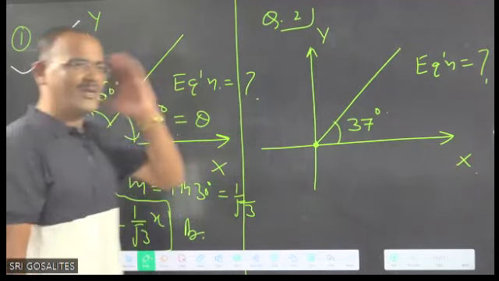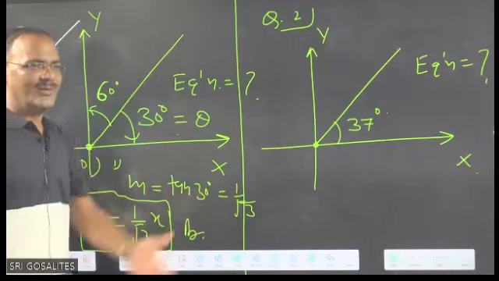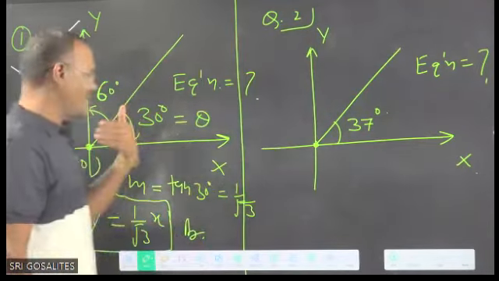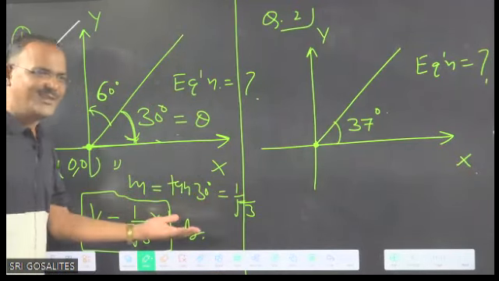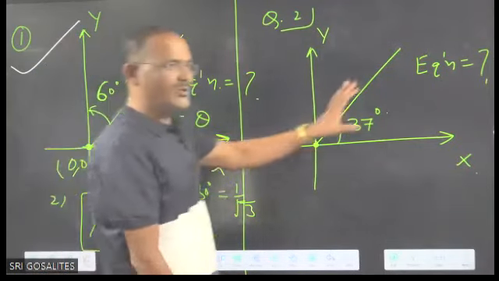Sometimes he will try to make you fool by giving the angle with the y-axis, but we are not fools. We are the students of Gosalites Academy. We will just change the angle to the x-axis and we will make it 30. Right? Fine. Now the second one, how to do this?